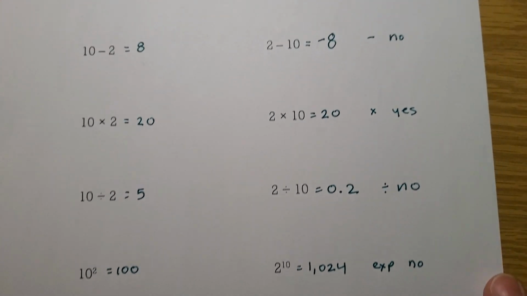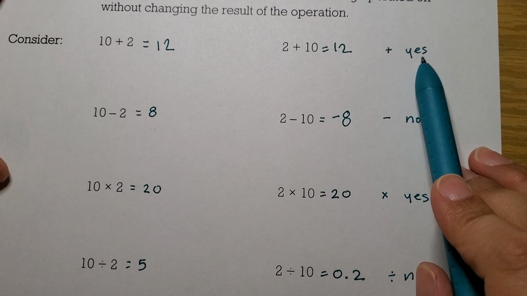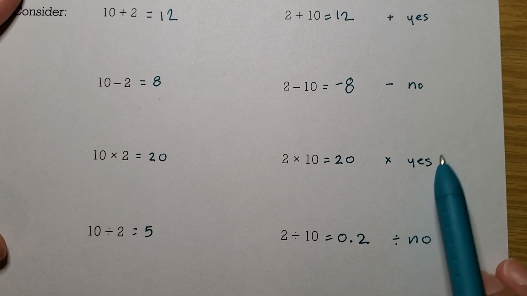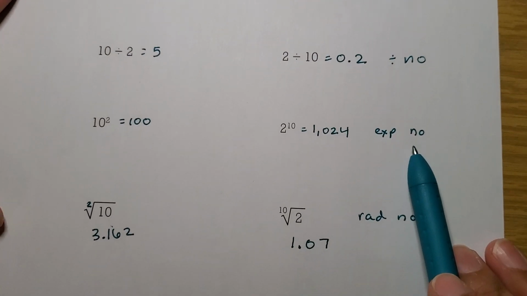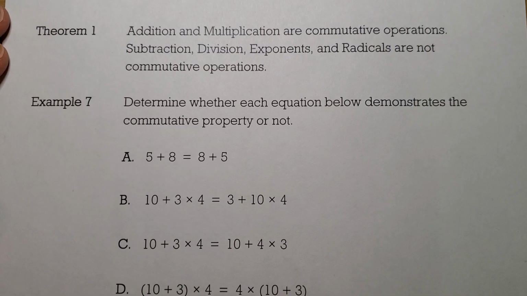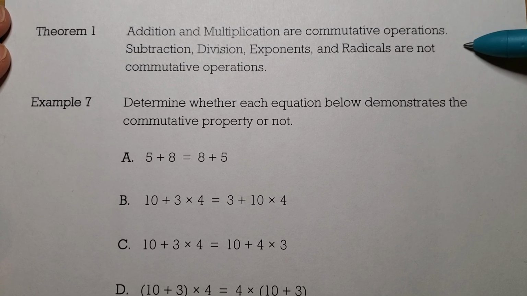So if we look at our summary here, it looks like we can switch the order if we're adding and if we're multiplying, but not if we're subtracting or dividing or doing exponents or doing radicals. So that's going to lead us to Theorem 1. Addition and multiplication are commutative operations. Subtraction, division, exponents, and radicals are not.